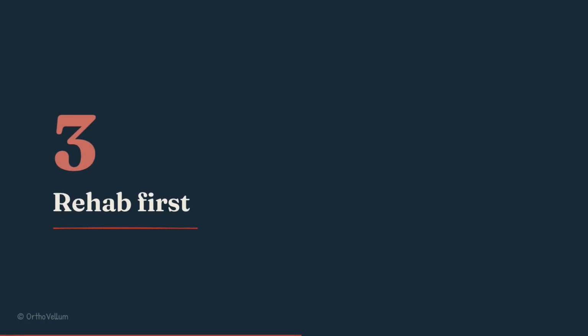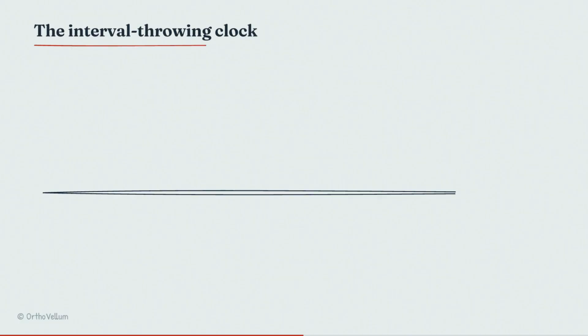Chapter 3, Rehab First. Because the mechanism is a capsular imbalance, treatment is a rehabilitation diagnosis. Conservative care is first line, 70 to 80% return to sport, with a minimum 3 to 6 month trial before surgery is on the table.